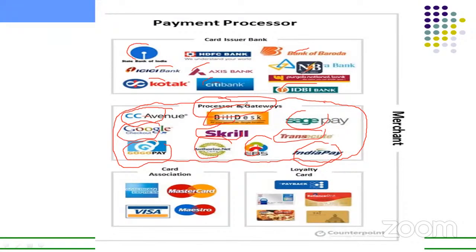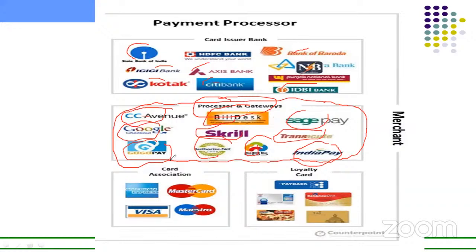That is the duty of payment gateways. For example, I have an e-commerce store and I need a payment support system. Then you can approach BillDesk, or CC Avenue, or Google Checkout. They will provide a smooth payment system from the customer's bank account to your bank account. You can get the funds, or you can make the payments, by using payment gateways. They are the mediators, the intermediate service providers.